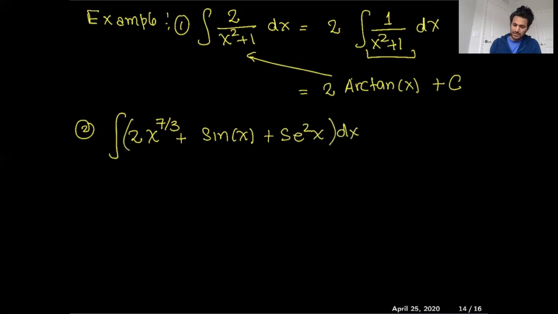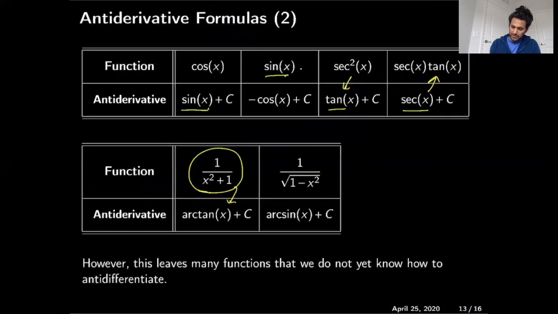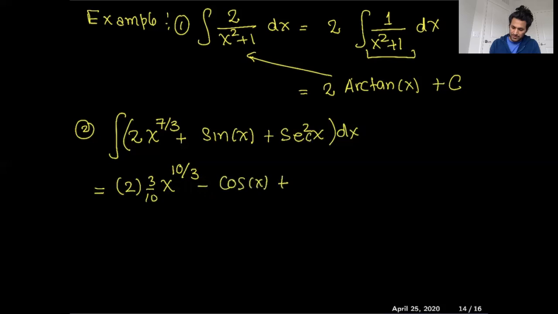What is the antiderivative of that function? So this will be 2 multiplied as it is, and you add 1 to the power. So if you add 1 to the power, you get 10/3. So then you take the reciprocal here. And then what is the antiderivative of sine? The antiderivative of sine is minus cosine of x. This is secant squared, and the antiderivative of secant squared is tangent. So this is just tangent of x plus a constant.